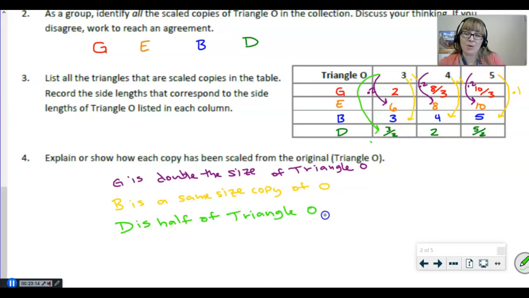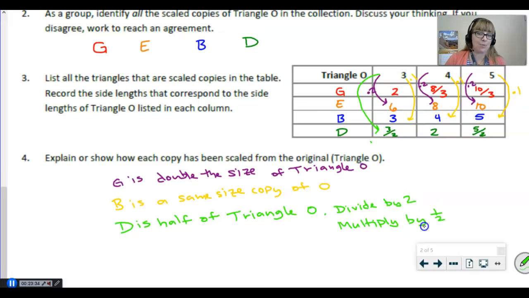and I want you to think about what that means. That means, yes, we can divide by 2, but I also want you to understand that that's the same as multiplying by the fraction 1/2. Half of triangle O means that I'm dividing by 2, but it also means that I'm multiplying by 1/2.